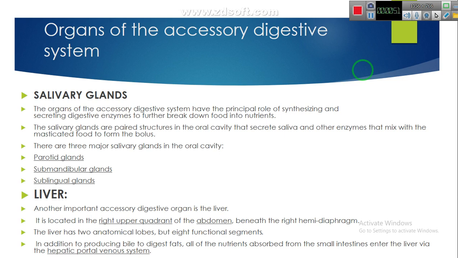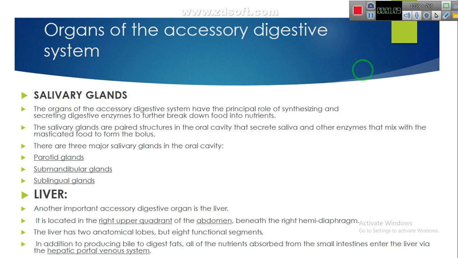There are three major salivary glands in the oral cavity. I have already shown you in my first slide of my presentation. These are the parotid glands, submandibular glands, and the sublingual glands.